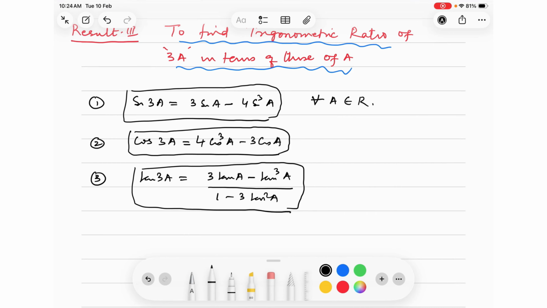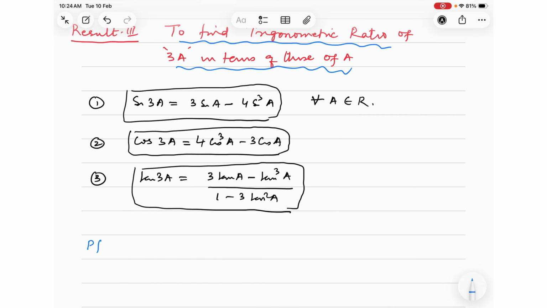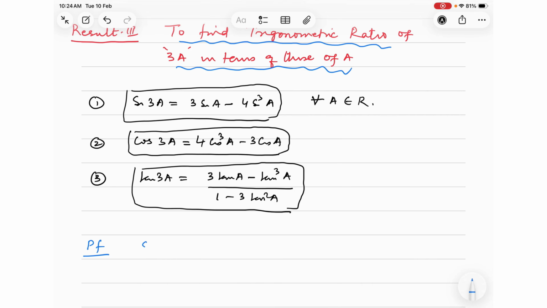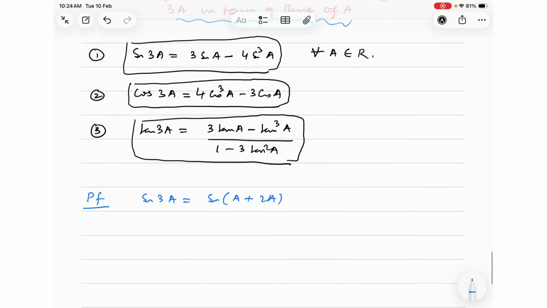Now for each of them, we are having a small proof before we start remembering. Sin 3A, we can write 3A as A plus 2A. So sine 3A is sine of A plus 2A. This is sin A cos 2A plus cos A sin 2A. It is the sine of A plus B formula.